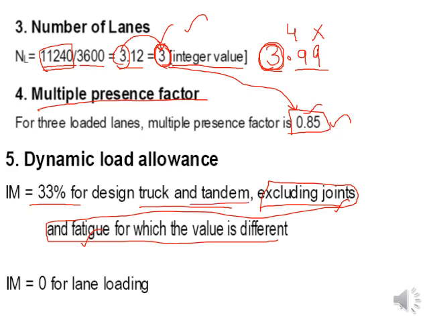But you are only interested in the design truck and tandem loads, so for that you use the dynamic load allowance factor equal to 33%. Whatever you get from the load analysis, the design truck and tandem moving load value, you have to multiply that value by 33%. And for the lane loading it is 0. As discussed in detail in the theoretical part, the dynamic load allowance is not applicable to the lane loading.